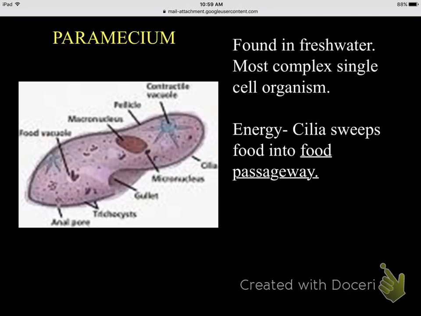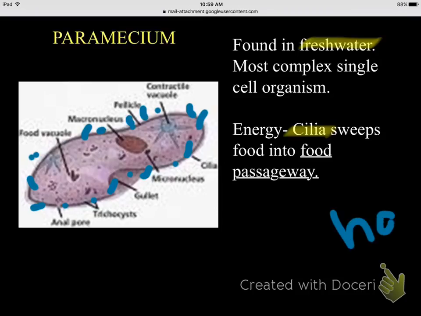Alright, so the next one is our paramecium. I call this one the hairy potato, just because it's weird shaped like a potato, and it has little hairs all along the outside of it. So I call this my hairy potato. The paramecium is found in fresh water, alright? Rivers, lakes, streams. They are our most complex single-celled organism that we are going to learn about. They get their energy through something that we call cilia, and cilia is just a fancy word for tiny hairs.